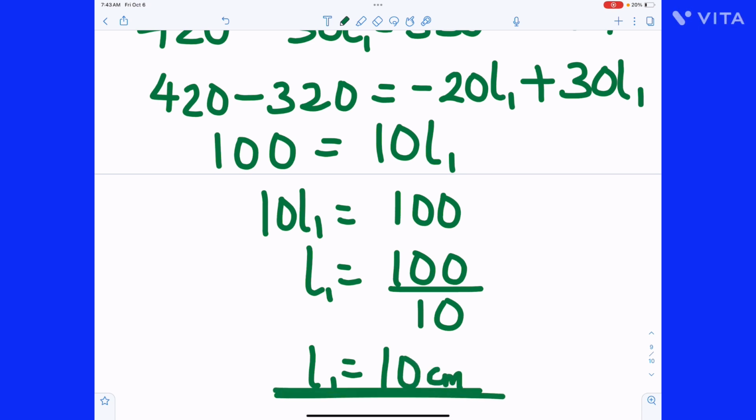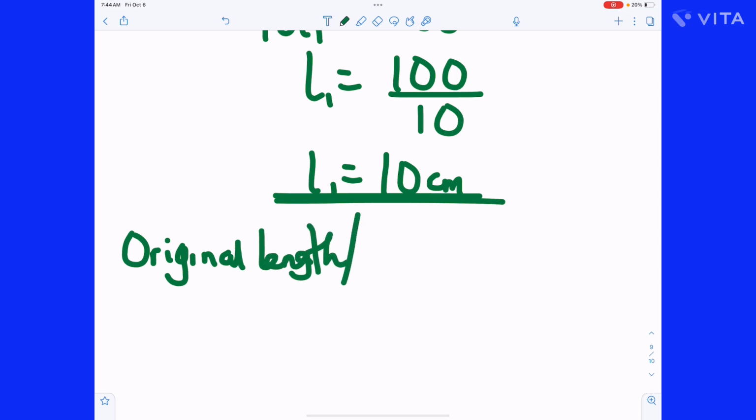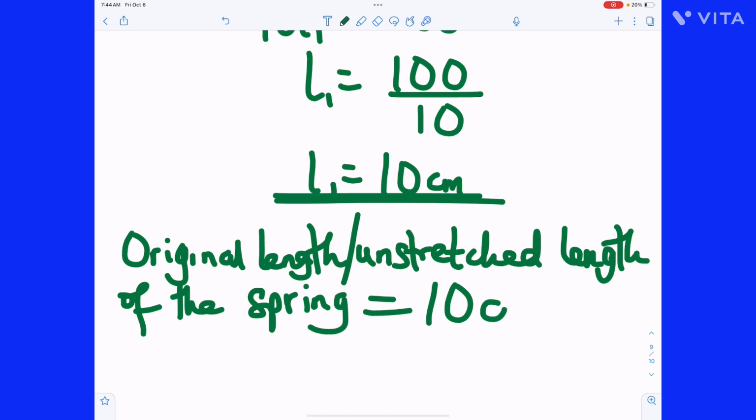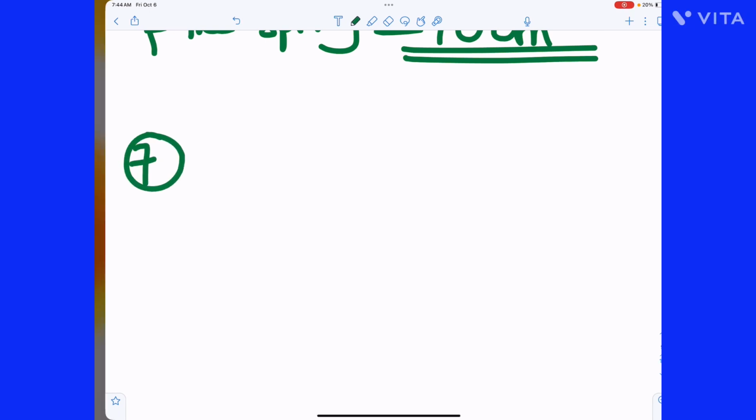So the original length of the spring, which is also called the unstretched length. Don't let the grammar distract you. They are all simple stuff. The unstretched length of the spring is equal to 10 centimeters. So take note of that question. Very, very important. Let's go to question 7 now.